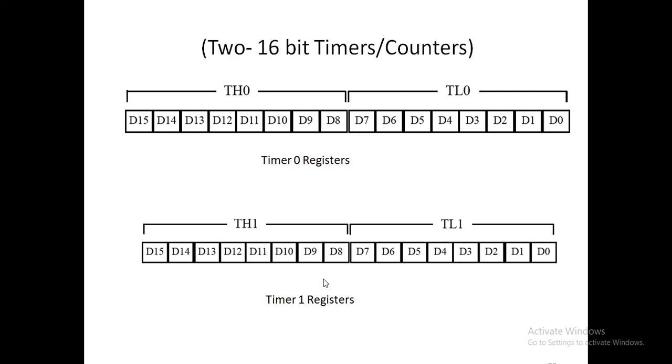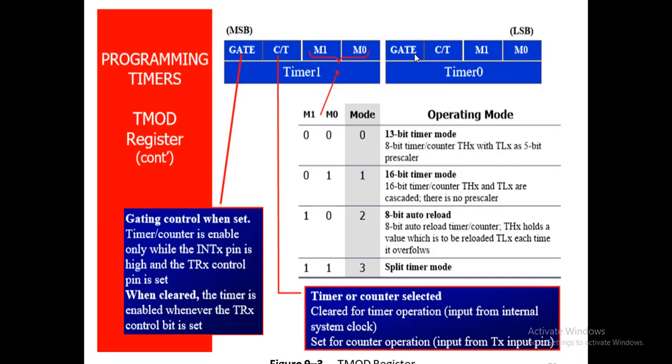In the second case, the TL1 register and TH1 register, we combine both, we can make the timer 1 register. So it is a 16-bit timer 1 register. We can claim the second 16-bit timer and counter. So the 8051 consists of two 16-bit timer and counters.